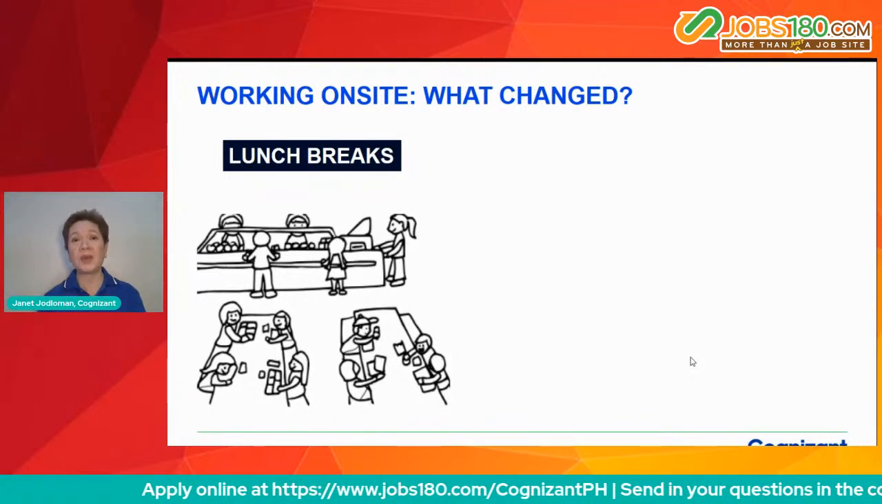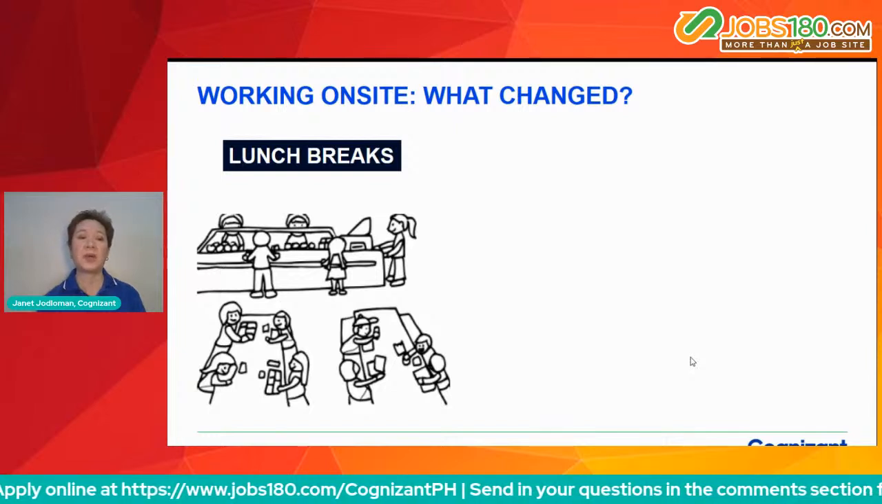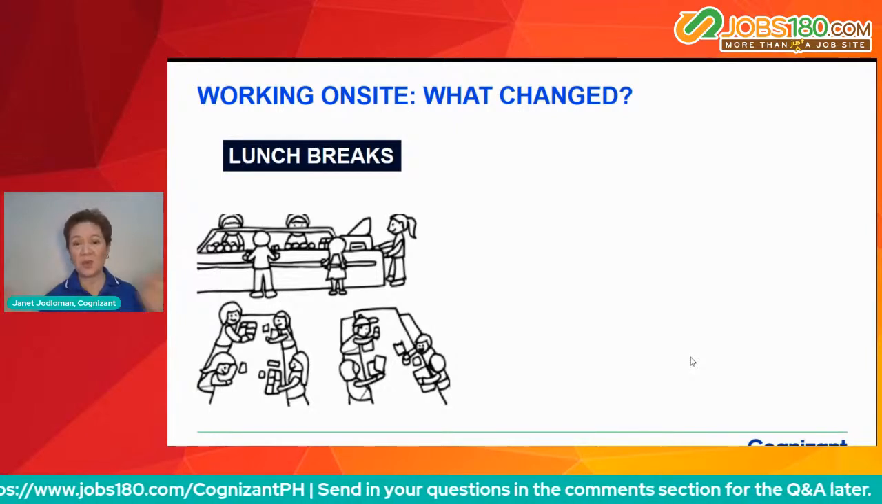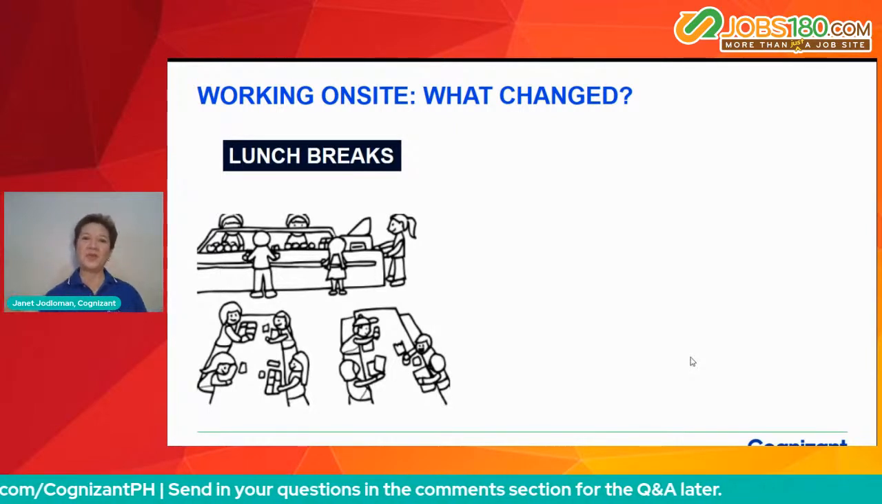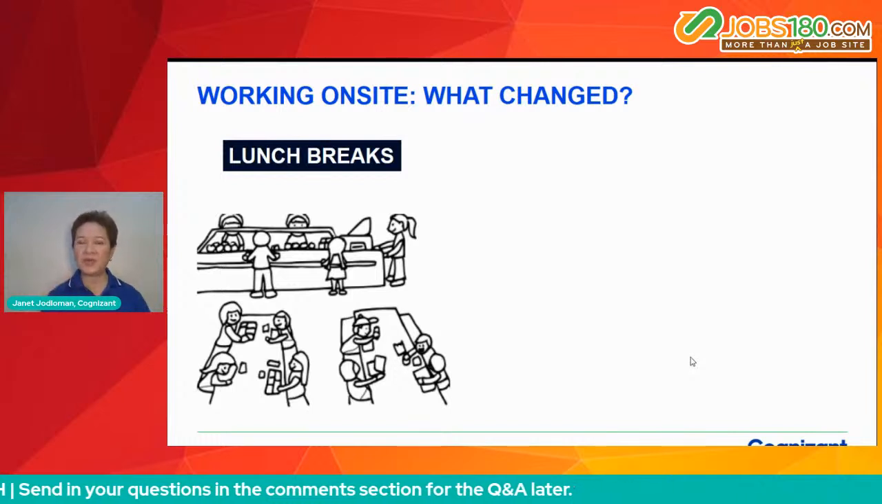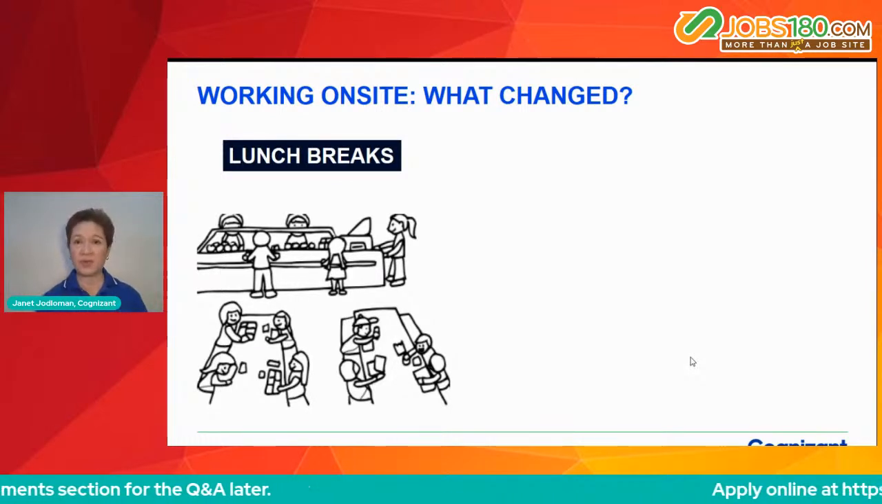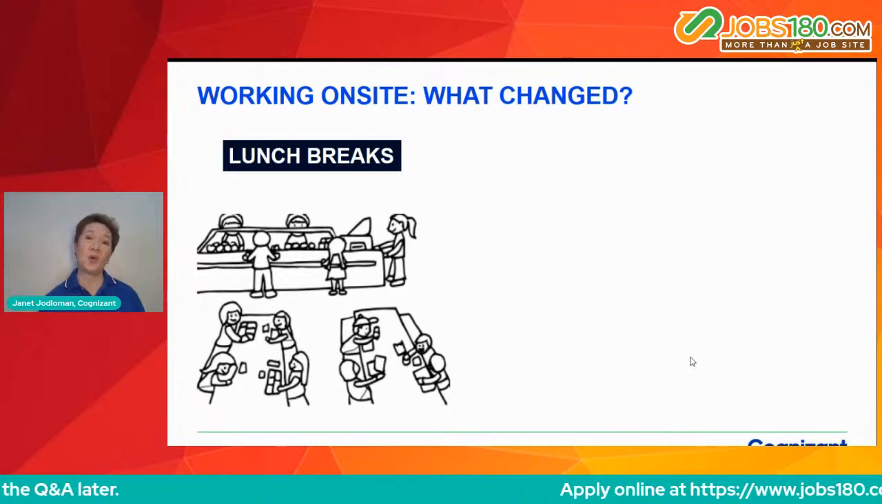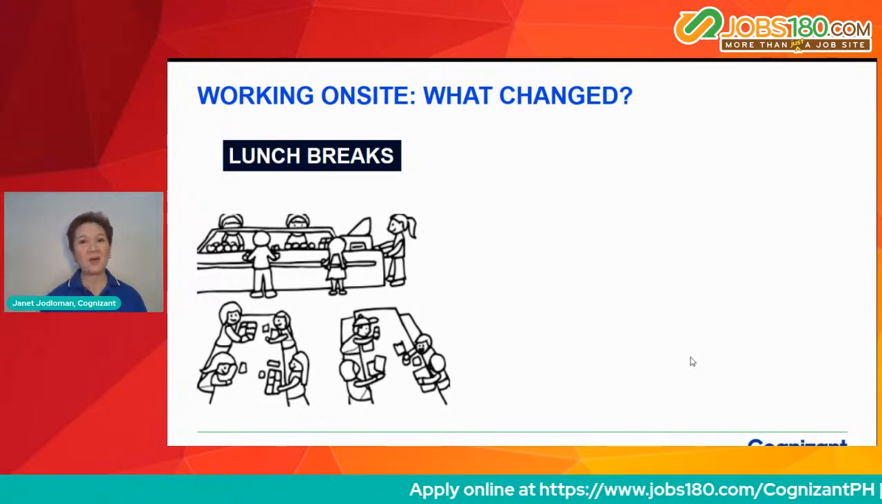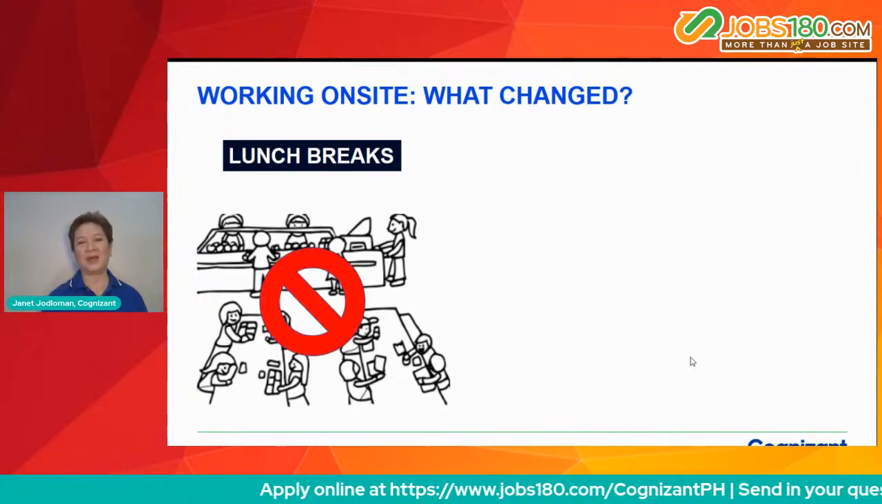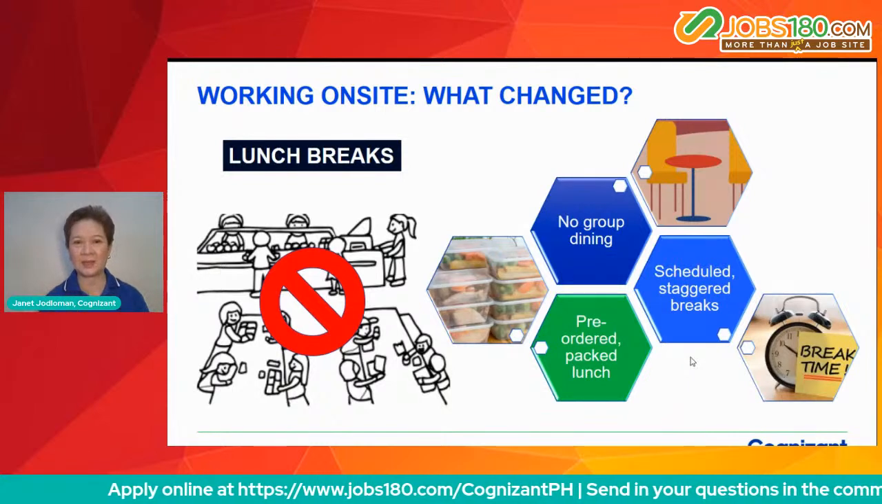And this is the usual picture that you will see, right? You'll have your concessionaire with all the food there in front of you, and you have your cashier. You go there, you pick your food, you pay at the cashier, you go back to your table and you eat with your friends. That was the old normal. Now you can't do that. Okay, at least for us, we don't allow that.